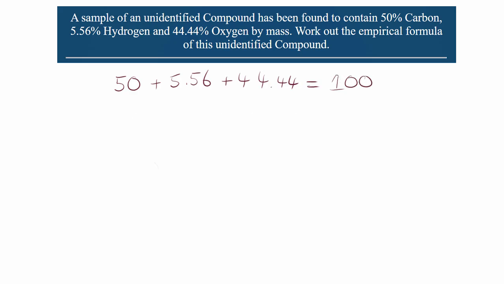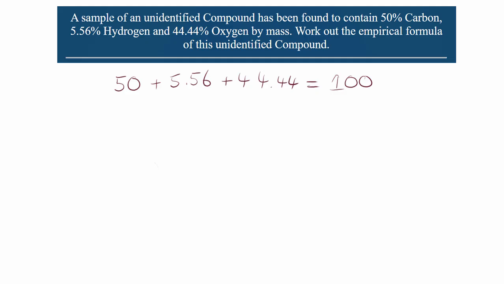Now, in solving this, as you know, we're trying to solve for the empirical formula, so we need to find the simplest whole number ratio between the elements in this compound. To solve this we're going to make an assumption, and that assumption will enable us to do some moles calculations.